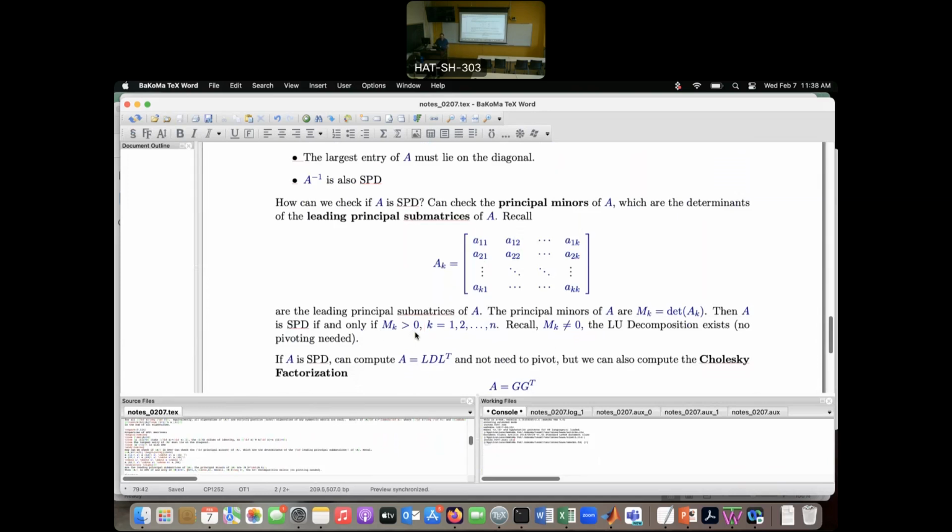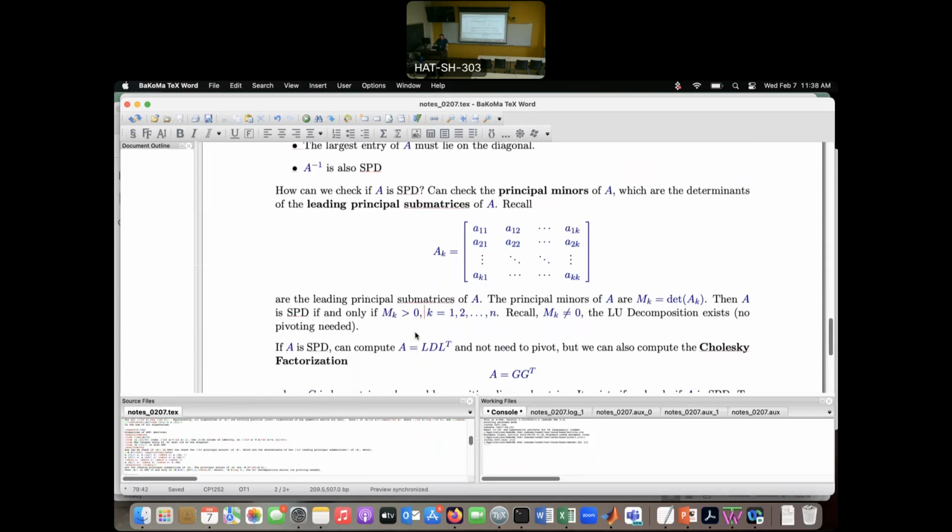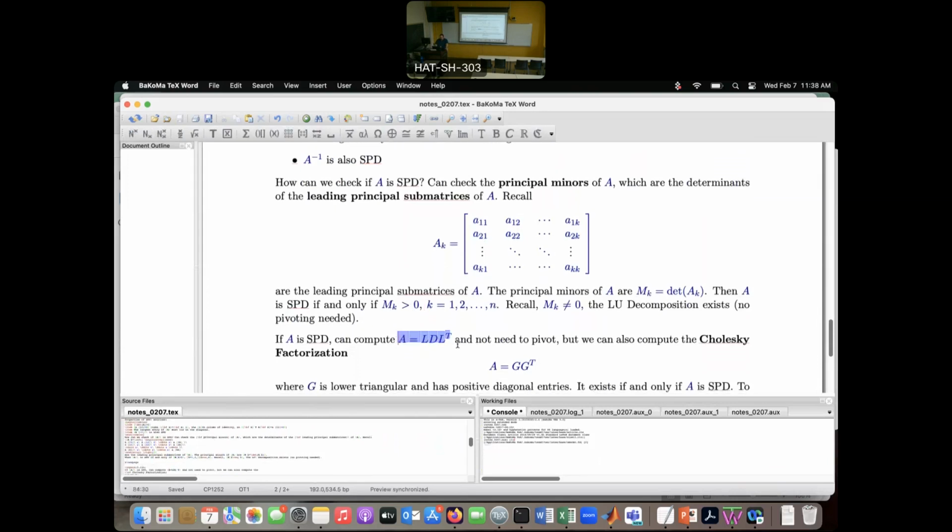But just as with a general symmetric matrix, even if it's not positive definite, we don't want to actually carry out Gaussian elimination and LU decomposition. Now we could compute the LDL transpose factorization because of the symmetry, and again, you don't need to pivot. But there's another factorization that's just for symmetric positive definite matrices. It's called the Cholesky factorization.